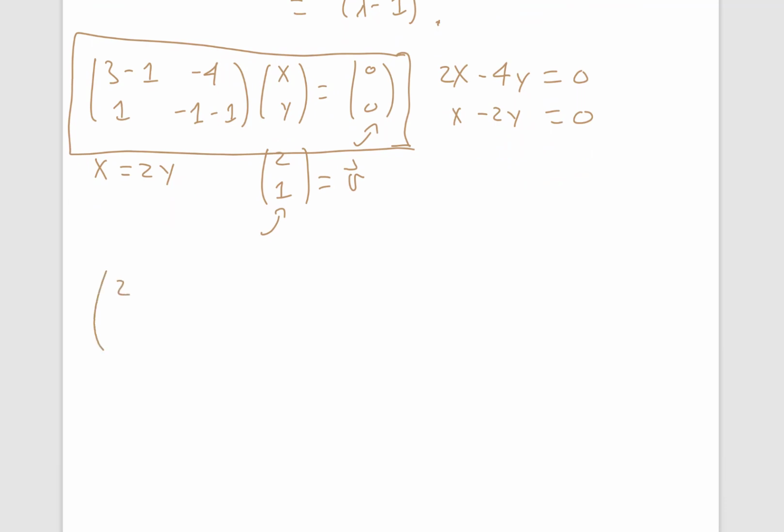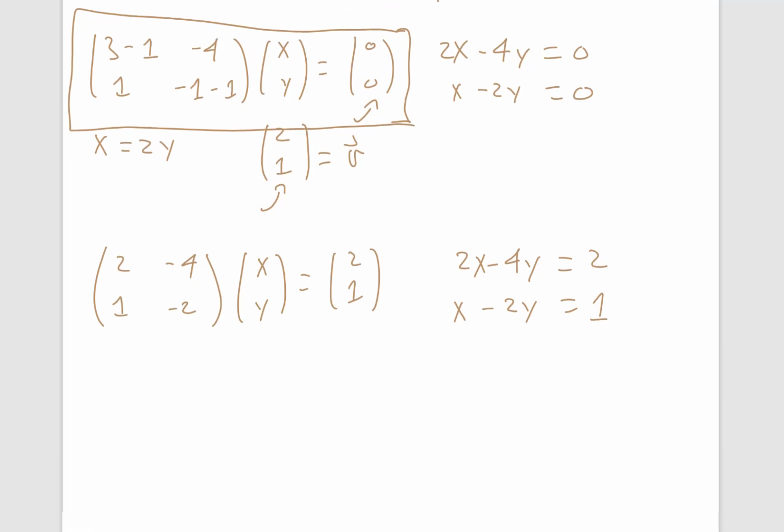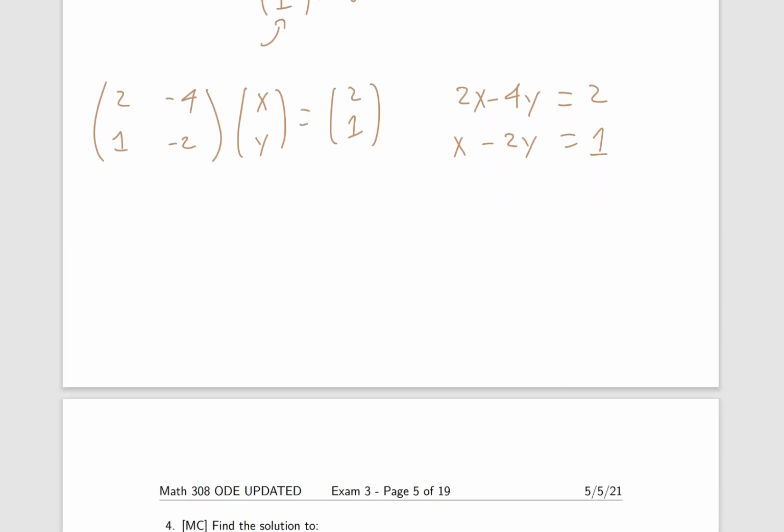And so for us, this is 2, minus 4, 1, minus 2 times x, y is equal to 2, 1. The top equation says 2x minus 4y is equal to 2, and the bottom equation says x minus 2y is equal to 1. Again, observe that the top equation is 2 times the bottom equation, indicating that we have done things correctly here. And the bottom equation says x is equal to 1 plus 2y.